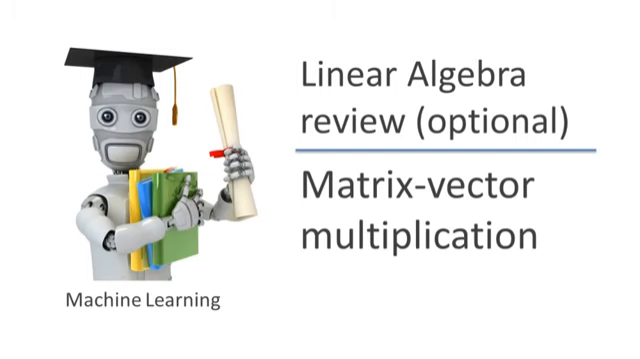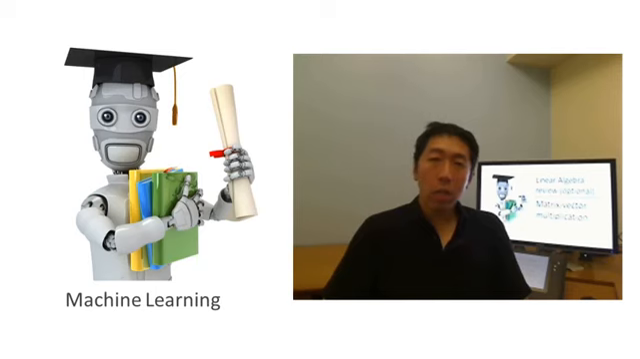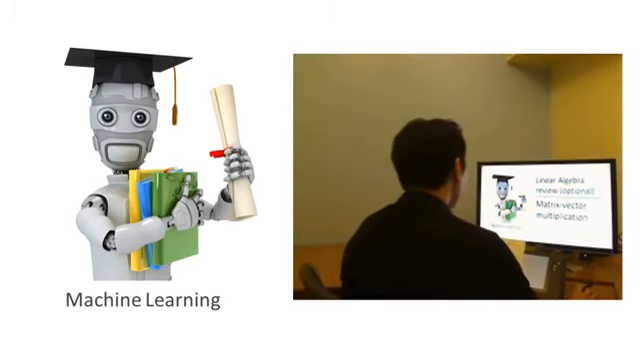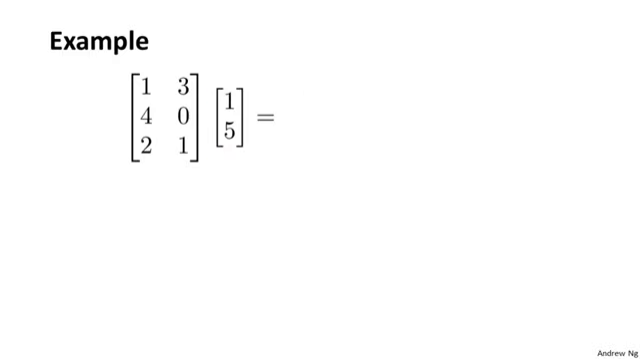In this video, I'd like to start talking about how to multiply together two matrices. We'll start with a special case of that, matrix vector multiplication, of multiplying a matrix together with a vector. Let's start with an example. Here's a matrix, and here's a vector, and let's say we want to multiply together this matrix with this vector.